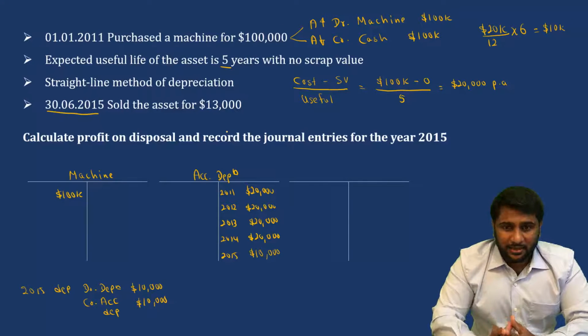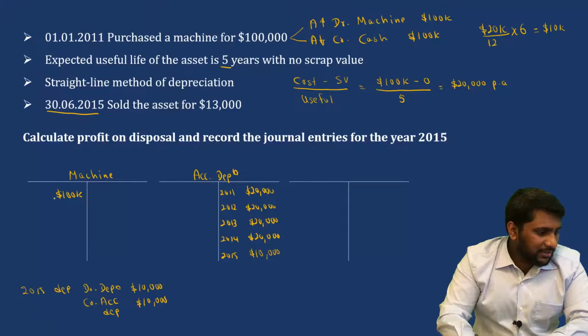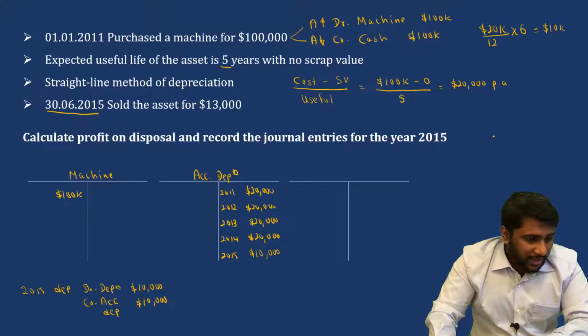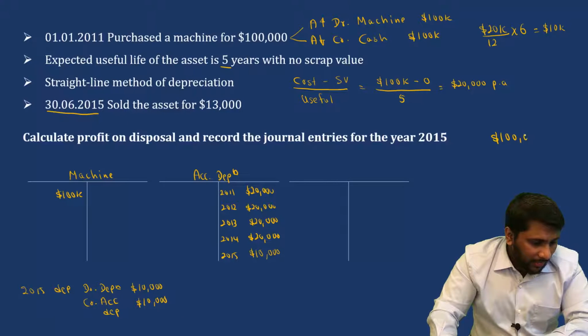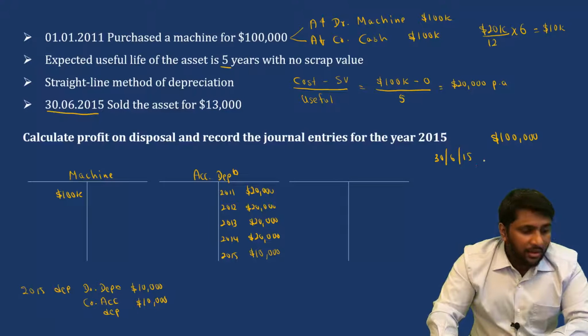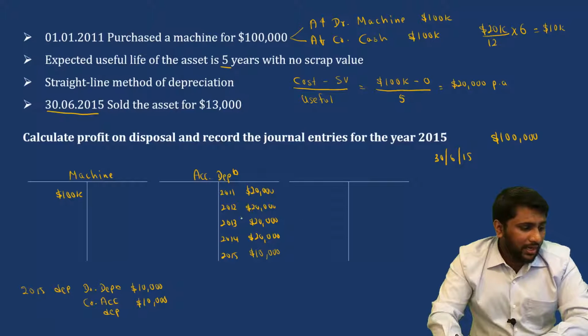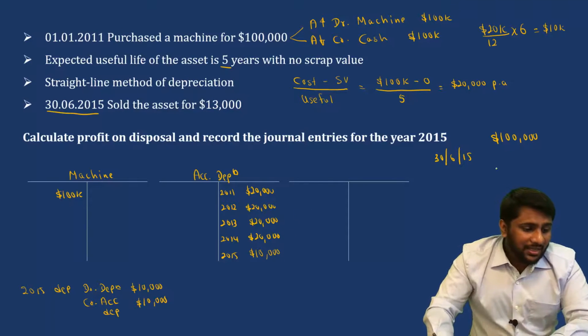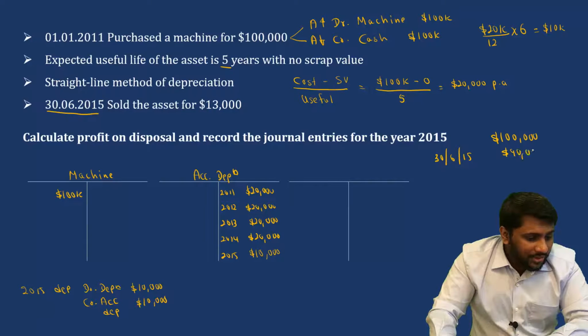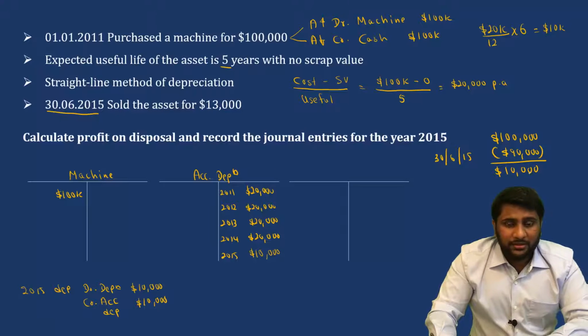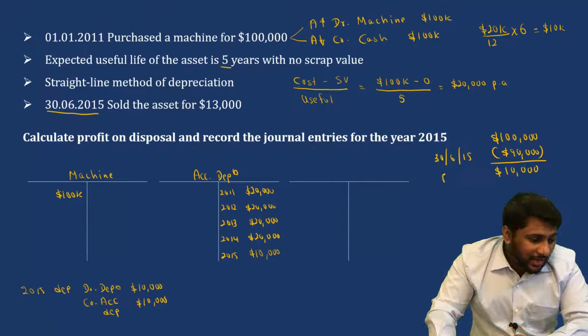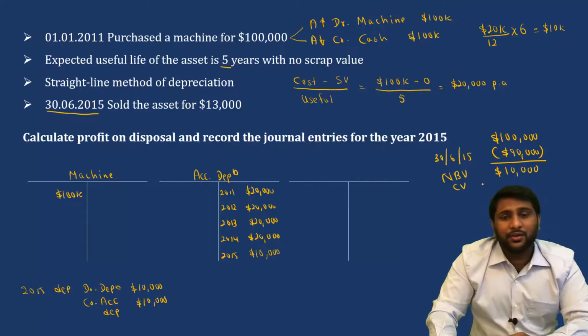When you are going to sell the asset, how do you calculate the profit? Let me show it to you. If you take this machine, what's the cost of the machine? It is 100,000 US dollars. Now you have to see, as at 30th June 2015, by how much this asset has been depreciated. So 2011: 20, 2012: 20, 2013: 20, 2014: 20, 2015: 10. As of now, how much have you depreciated this asset? 90,000 US dollars. The remaining value of 10,000 US dollars is the net book value of the asset, if not the carrying value of the asset.